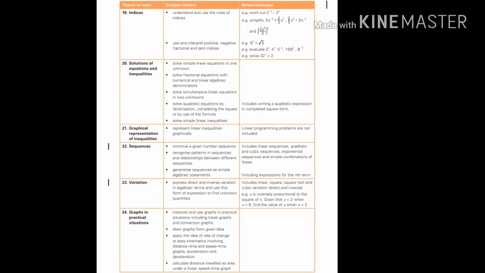Chapter number 24, graphs in practical situations. It includes draw graphs from given data, apply the idea of rate of change to easy kinematics involving distance, time, speed, time graphs, acceleration and deceleration. Interpret and use graphs in practical situations, including travel graphs and conversion graphs. Calculate distance traveled as area under a linear time graph.